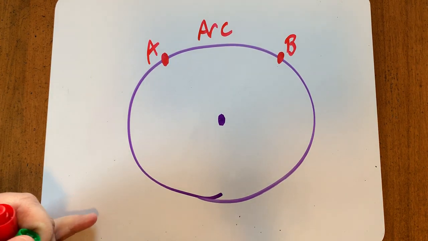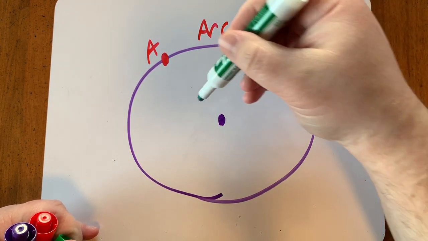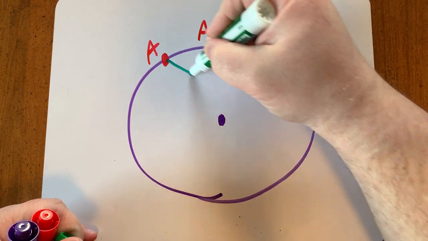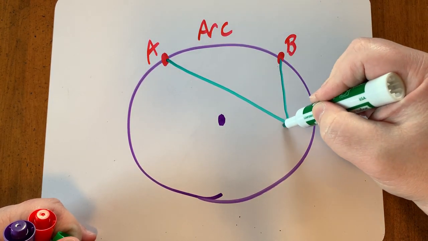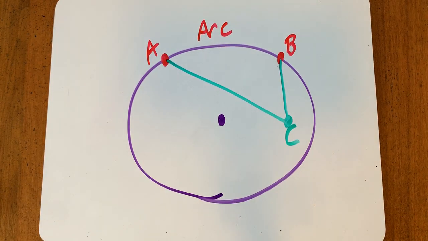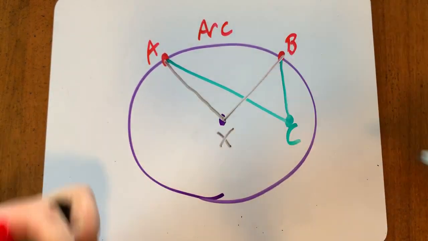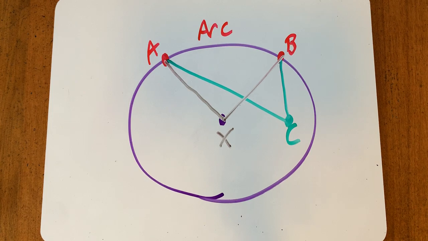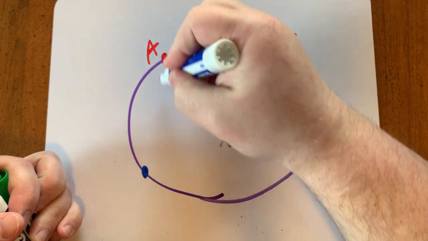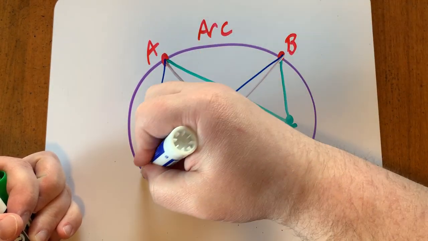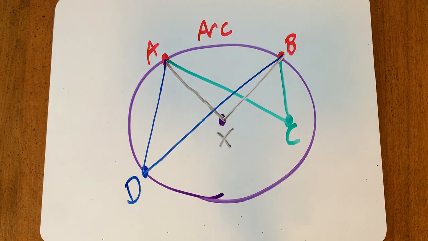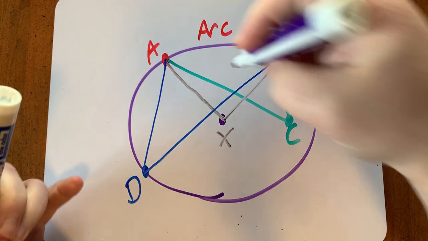For each arc, there are an infinite number of angles that you can make off of that. You can make that angle. You can do the central angle. You can do an angle with its vertex on the circle. You can even do an angle outside of the circle.